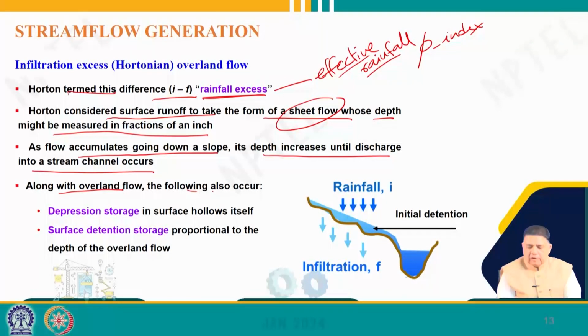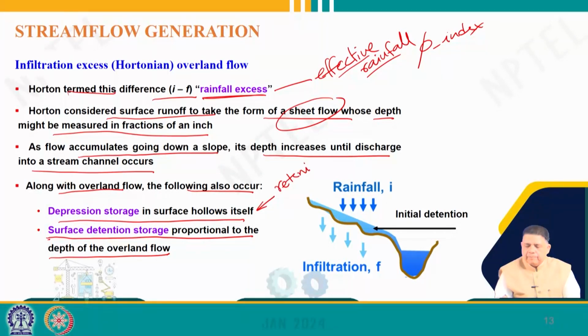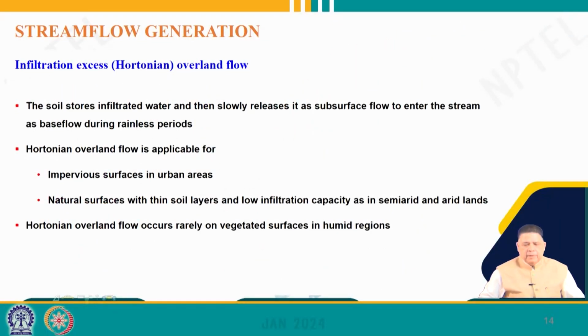Along with overland flow, the following also occur: depression storage in the surface hollows that we have discussed, and surface detention, proportional to the depth of overland flow. That means, as we talked about, this is nothing but retention, because water is retained in hollows, and this is detention, because we said that sufficient depth will be required for building the head for flow to take place from a particular location. The soil stores infiltrated water and then slowly releases it as subsurface flow to enter the stream as base flow during the rainless period.